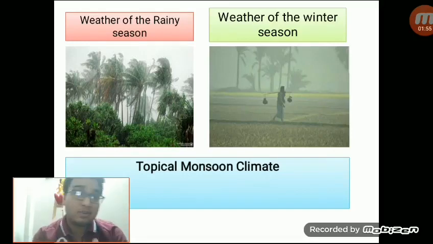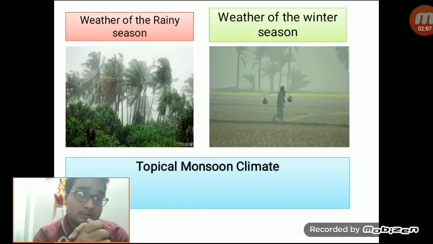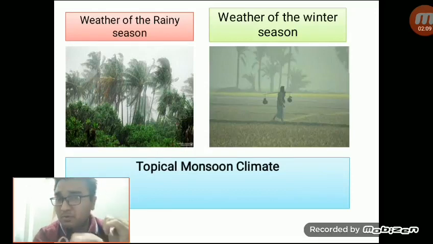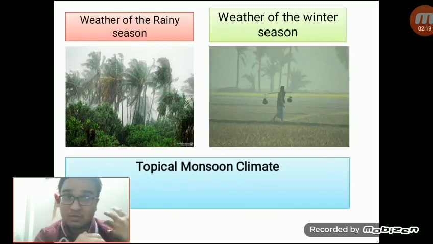Especially, a special line goes over Bangladesh, and the name of this line is the Tropic of Cancer. So the climate of Bangladesh is a tropical climate. The influence of the monsoon is high in the climate of Bangladesh, and that is the reason the climate of Bangladesh is called the tropical monsoon climate.